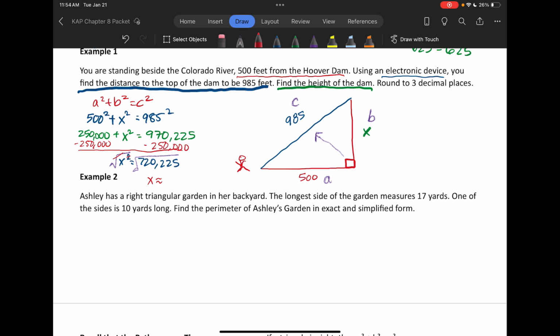The square root of 720,225 gives us a really long decimal, which if we were to round it to the nearest 3 decimal places would be 848.661. So to answer the question, the height of the dam is going to be approximately 848.661, and the units we're looking at here is feet, right? So not a pretty looking answer. We do get a pretty long decimal here, but Pythagorean theorem, this shouldn't be anything brand new. This is something that we've definitely looked at in middle school before.